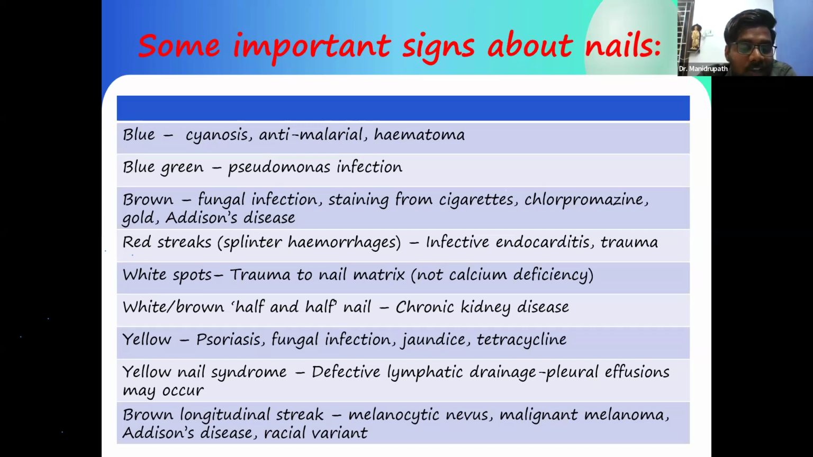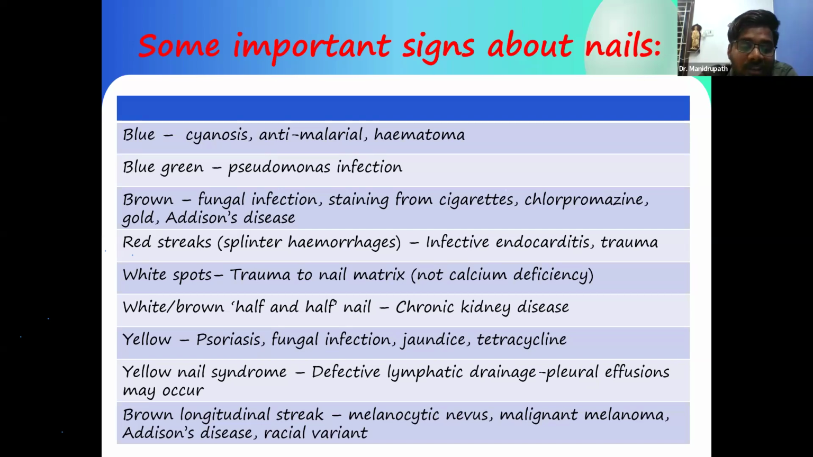Next, coming to the last, that is the brown longitudinal streak. This indicates melanocytic nevi, malignant melanoma, and Addison's disease. Especially in Addison's disease, you think of the nosode called Adrenalinum as your intercurrent, with some indications of Adrenalinum to be prescribed when the patient has Addison's disease, and Adrenalinum works wonders. Adrenalinum, nosode.